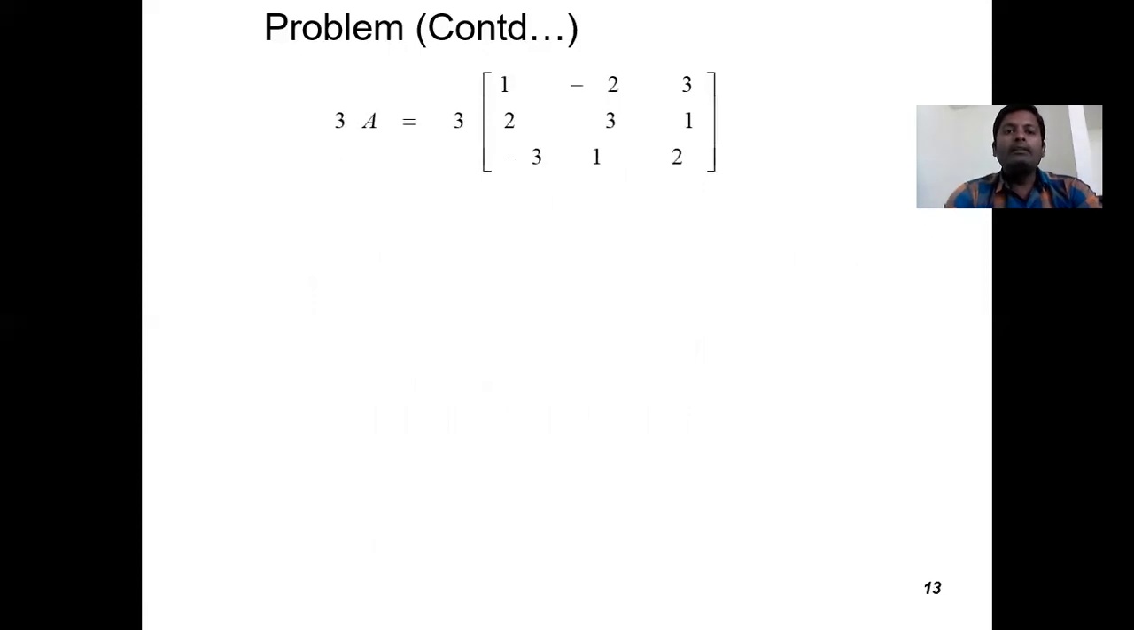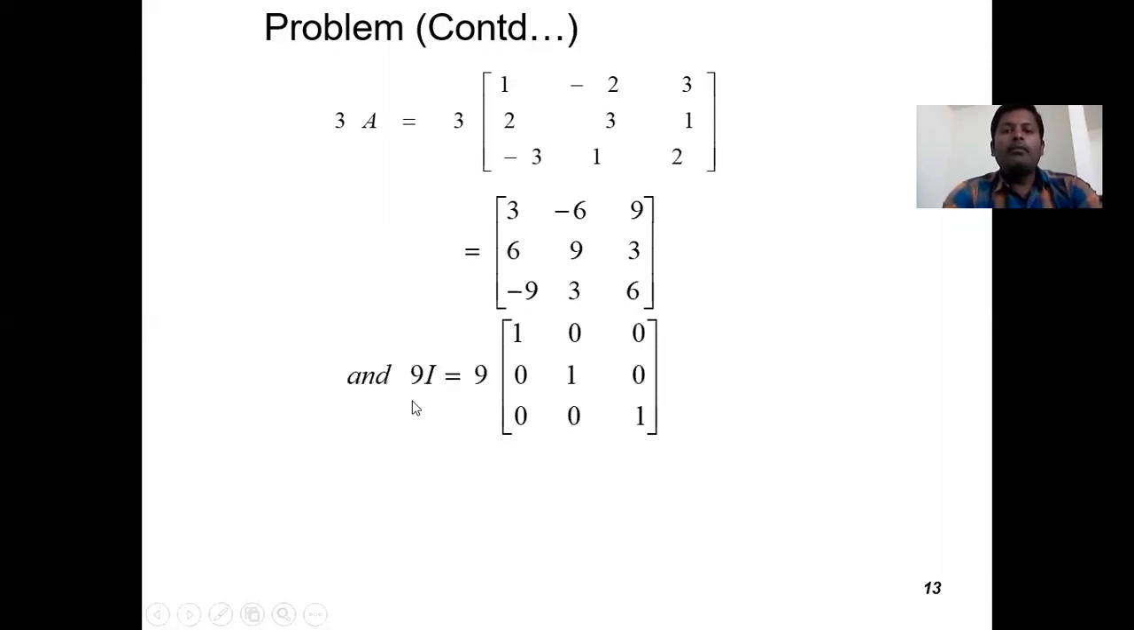Now we find 3A. How can we find 3A? Already we know that the A matrix is 1, minus 2, 3, 2, 3, 1, minus 3, 1, 2. Now we multiply this matrix by 3 only. So we get 3 into 1, 3, 3 into minus 2, minus 6, 3 into 3, 9, 3 into 2, 6, 3 into 3, 9, 3 into 1, 3, 3 into minus 3, minus 9, 3 into 1, 3, and 3 into 2, 6. And find out 9I.